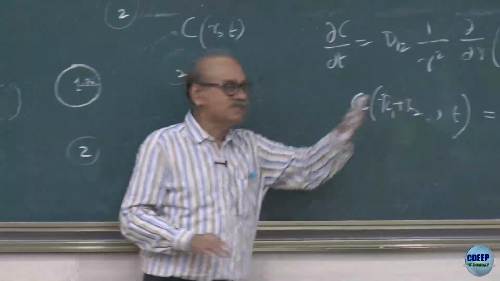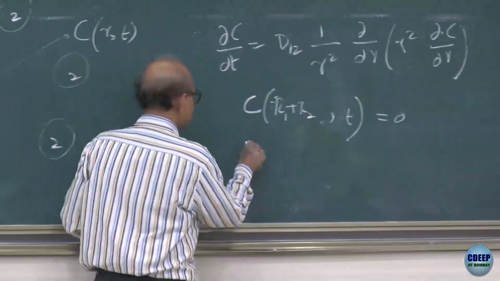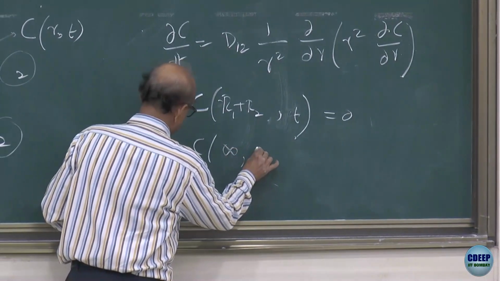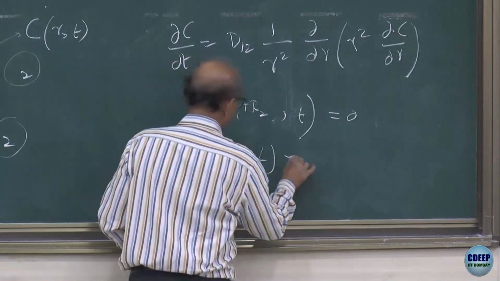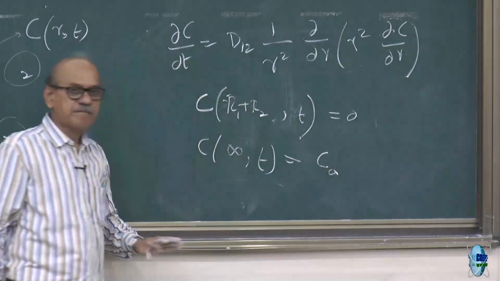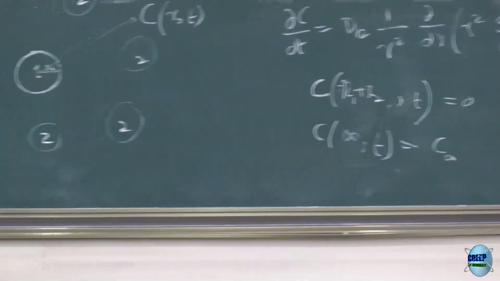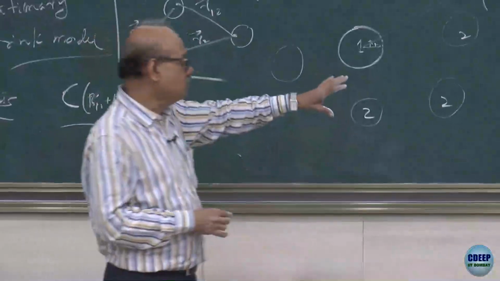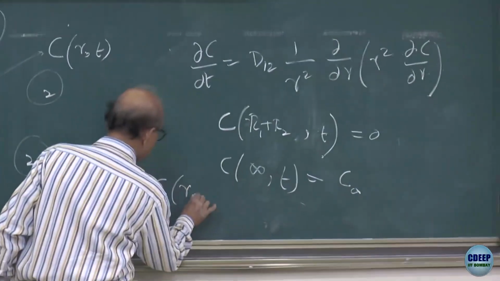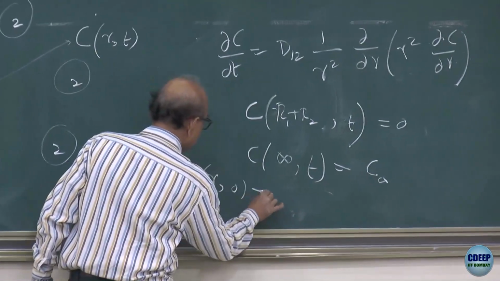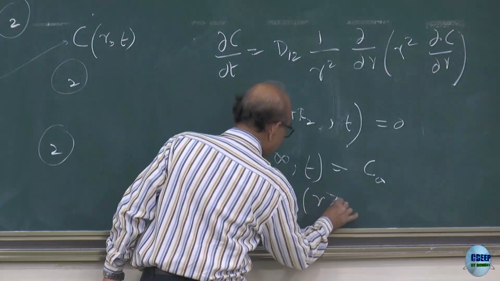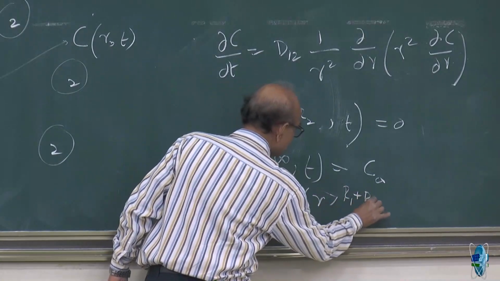So, C at R1 plus R2 is 0, and C at infinity, far away at all times, will be some maintained concentration, but let us say C infinity, the original concentration. So, these are the 2 conditions, and of course C at t equal to 0 at all points of R is uniform, again C infinity for all R greater than R1 plus R2. This is my domain.